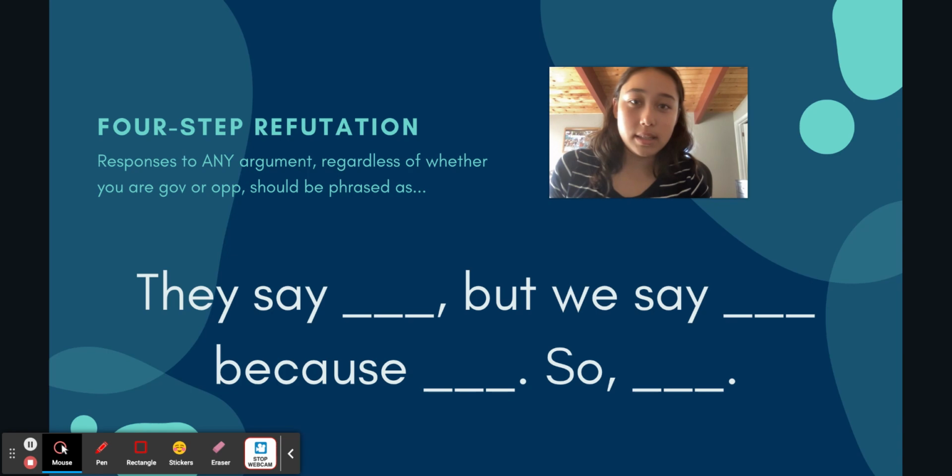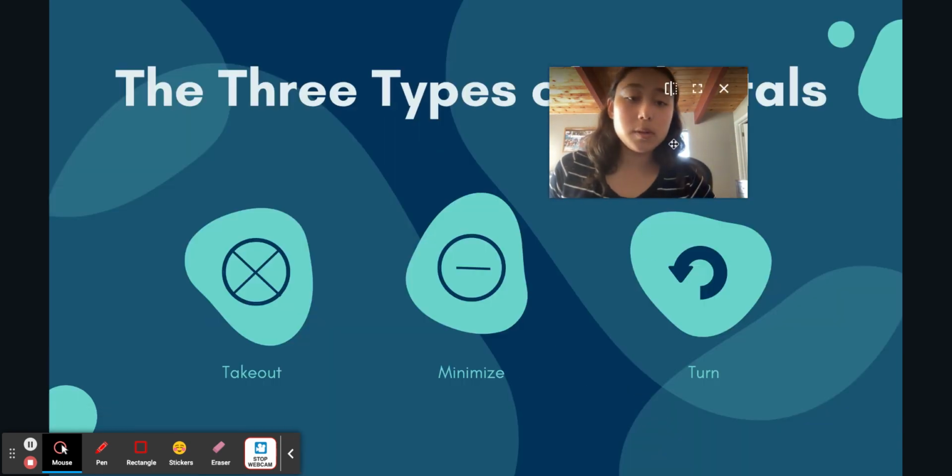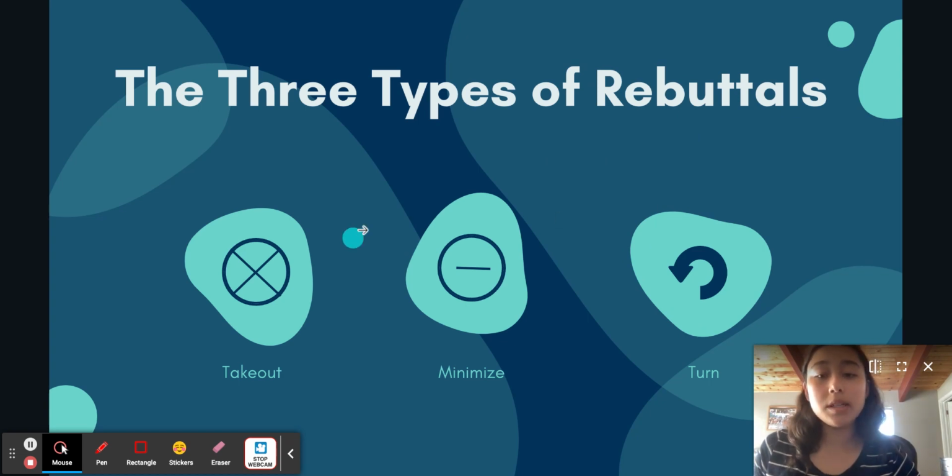We're going to get into what that means a little bit later. Or to bring back this argument so their refutation against my argument no longer stands. So there are 3 types of rebuttals. You want to take out, to minimize, or to turn. Now, regardless again of whether you're on the government team or the opposition team, you're going to be taking out, minimizing, and turning. So both sides should be doing this.